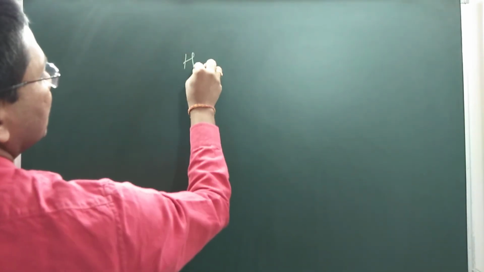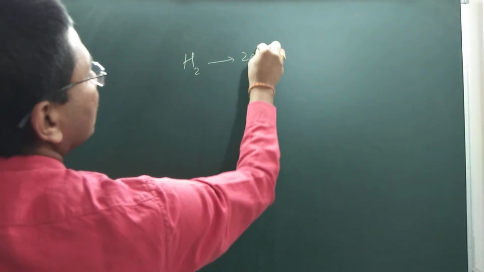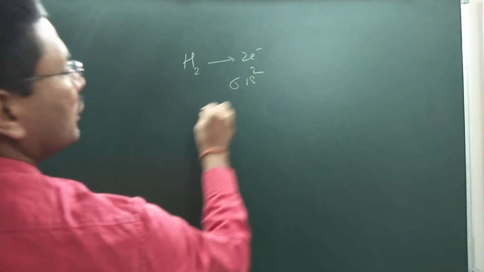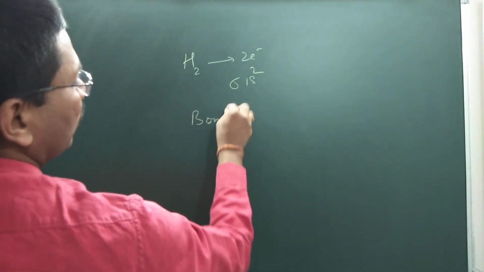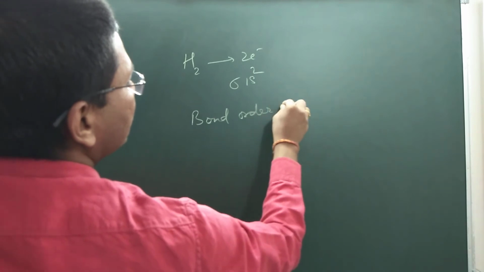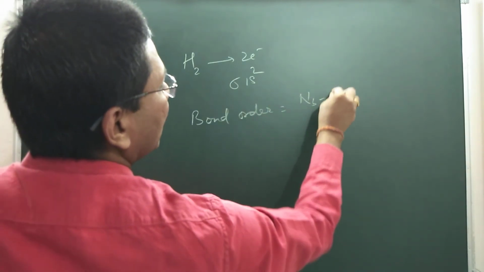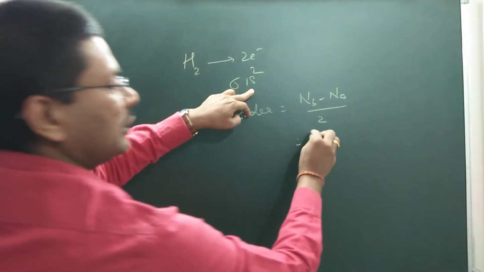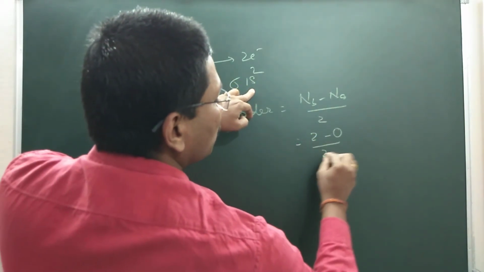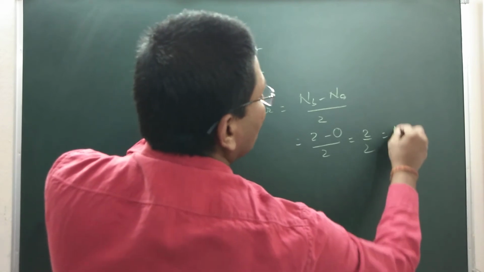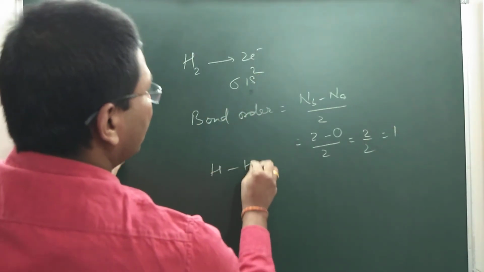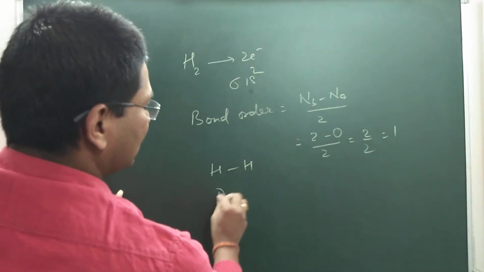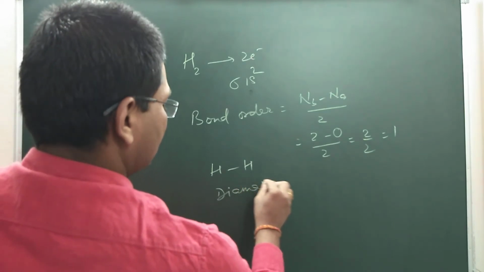Suppose hydrogen is there, H2, so it is 2 electrons. So it is sigma 1s2. Bond order is given by the number of bonding electrons minus the number of anti-bonding electrons, divided by 2. So the number of bonding electrons in hydrogen is 2 and anti-bonding is 0. So 2 upon 2 is nothing but 1. That means hydrogen has a single bond. There are no unpaired electrons, so hydrogen is a diamagnetic species.